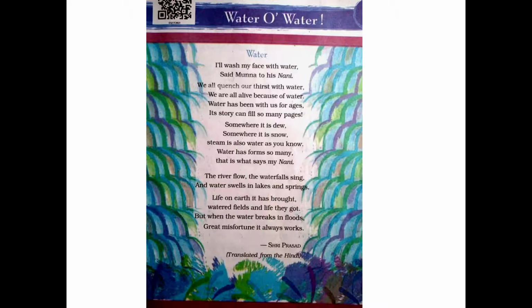The chapter starts with a very beautiful poem written by Sri Prasad. In the entire poem, the poet has told about the uses of water, why water is so important, and also the natural resources of water, and also what destruction water can do. So let's begin. I will explain the entire poem and also the story with the help of some pictures.